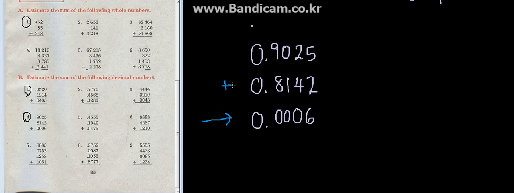Oh, I forgot the plus sign. Okay, I think it's this one. Why? Because this number has its first digit at the 10,000th place, while these two other numbers have their first digit at the 10th place, right? And the 10th place is always greater than the 10,000th place.